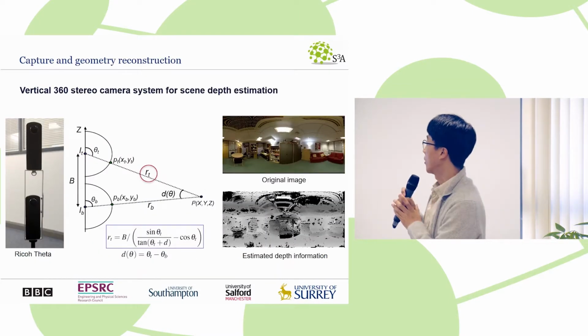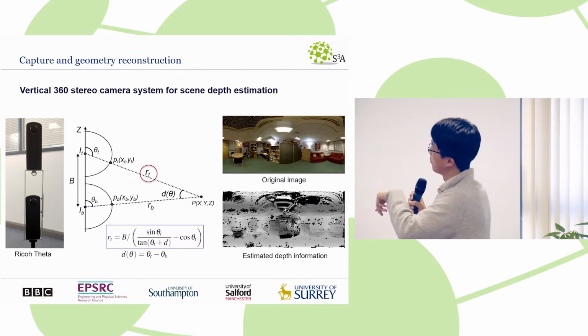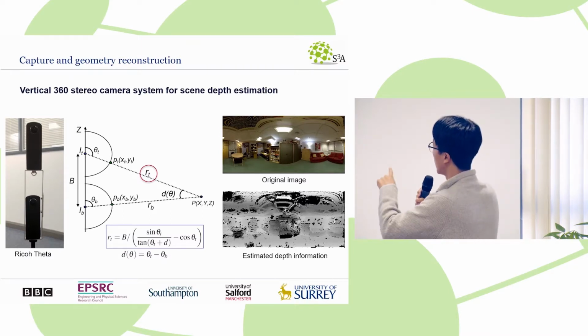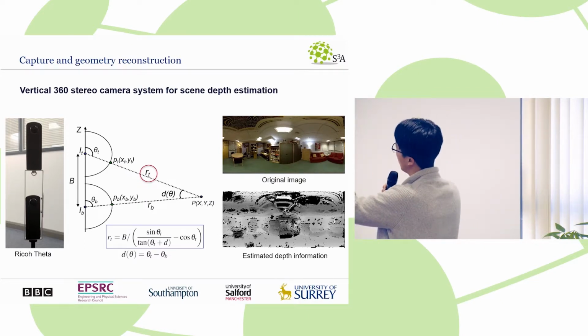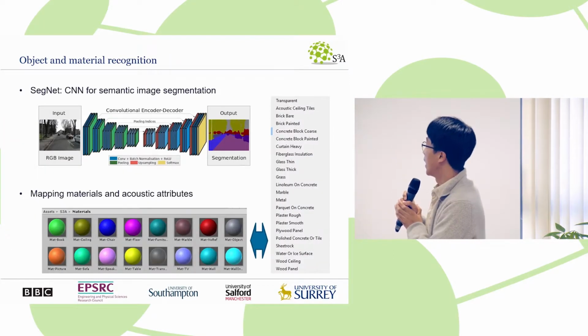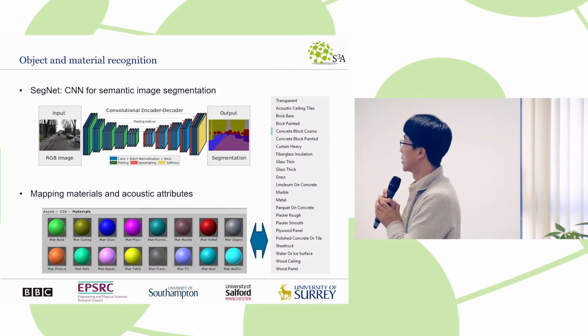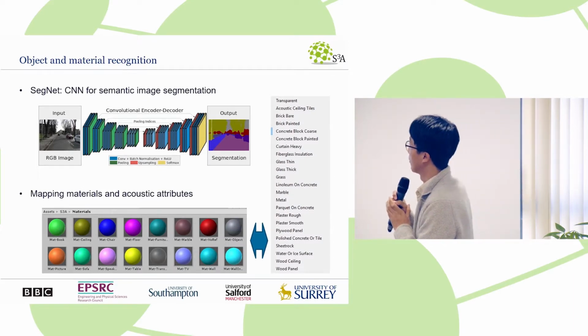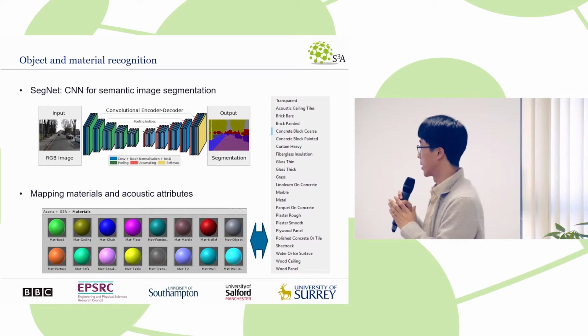We use two vertically aligned cameras, and then using computer vision methods like feature matching, we can get depth information of the scene. That is a sparse depth map, automatically produced using feature matching. On the other hand, we also use a deep learning-based CNN architecture for semantic image segmentation to understand what kind of objects are in the scene.